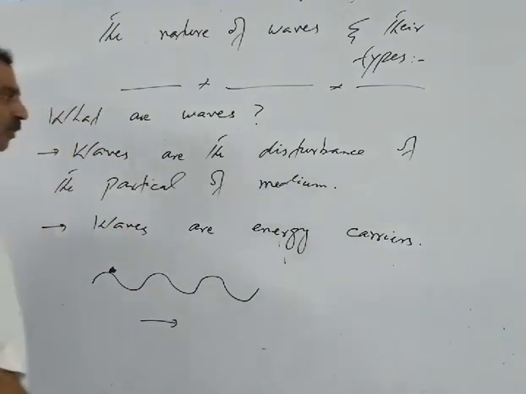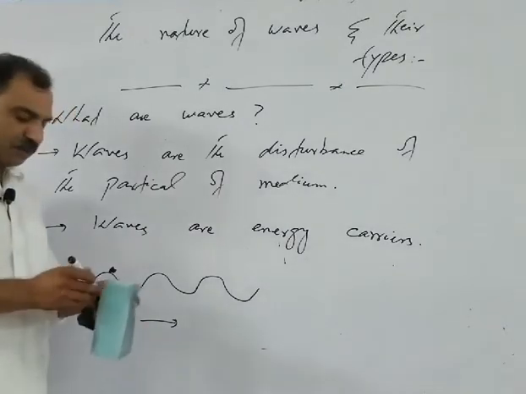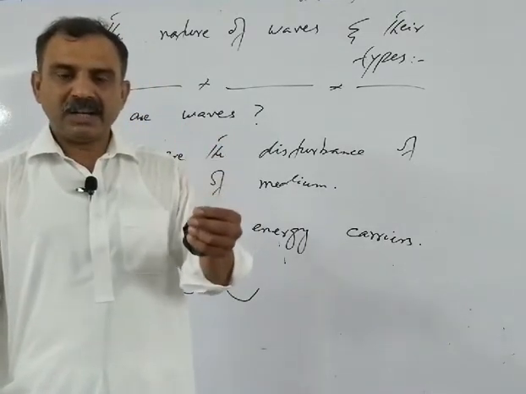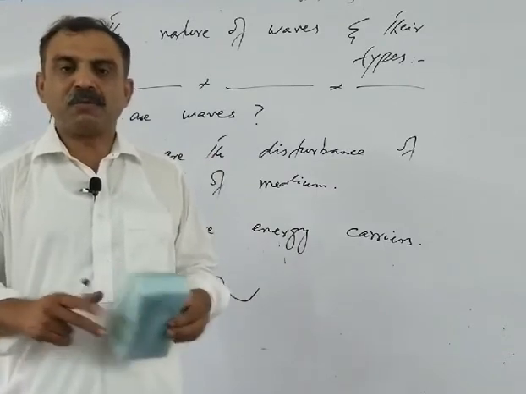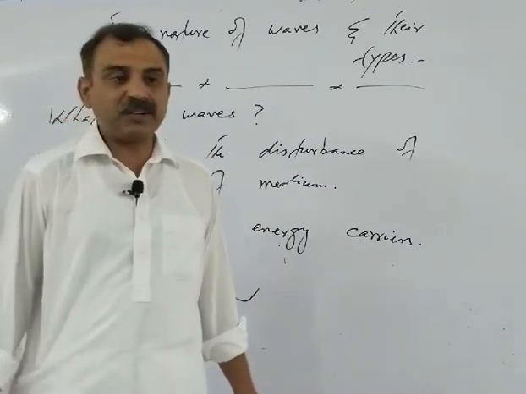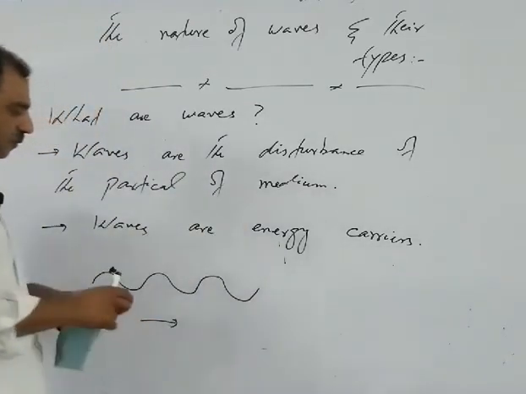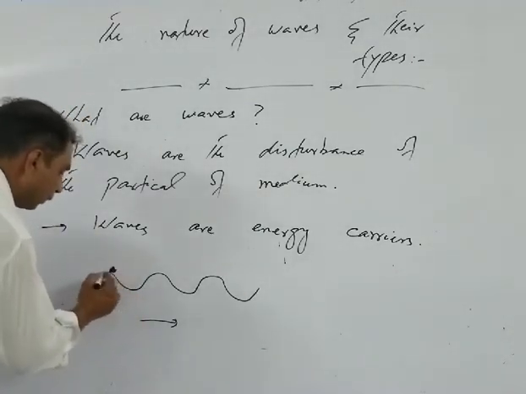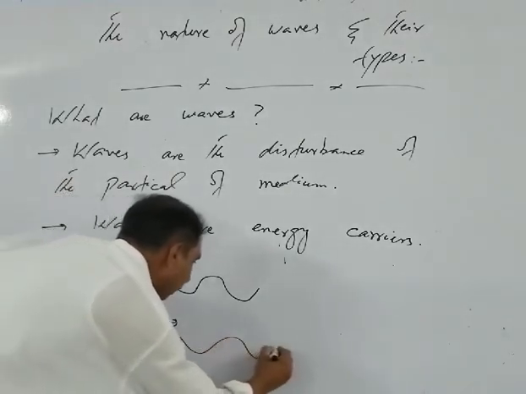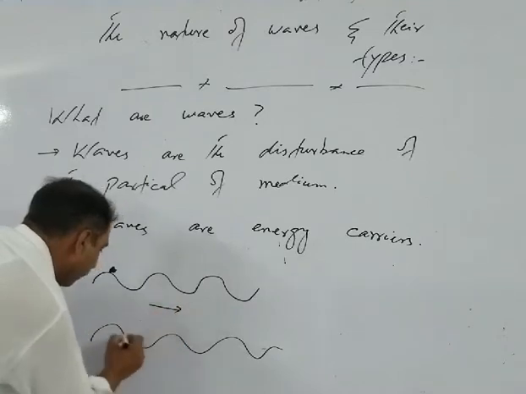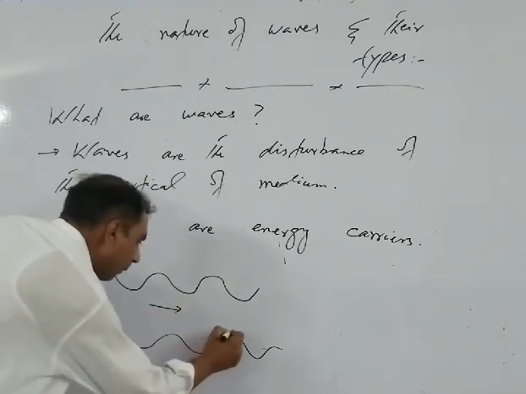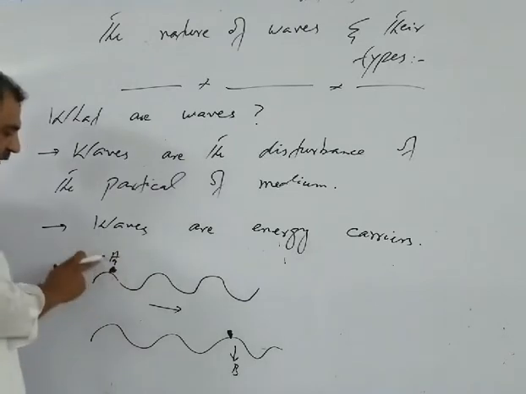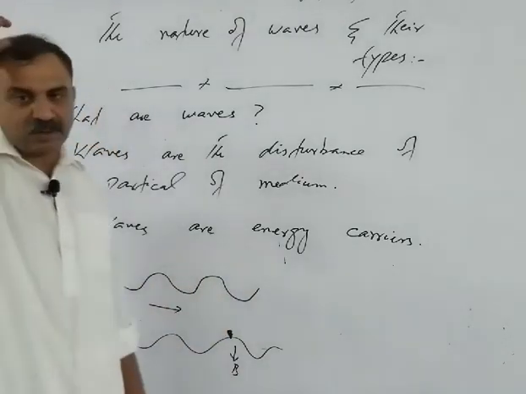Suppose water waves. You observe that in water waves we can see a leaf, a piece of paper, it can move from one point to another point. That is because of the waves, because waves are energy carriers. So this piece of paper is transferred from point A to point B. This shifting of the piece of paper from one place to another is because of the wave.